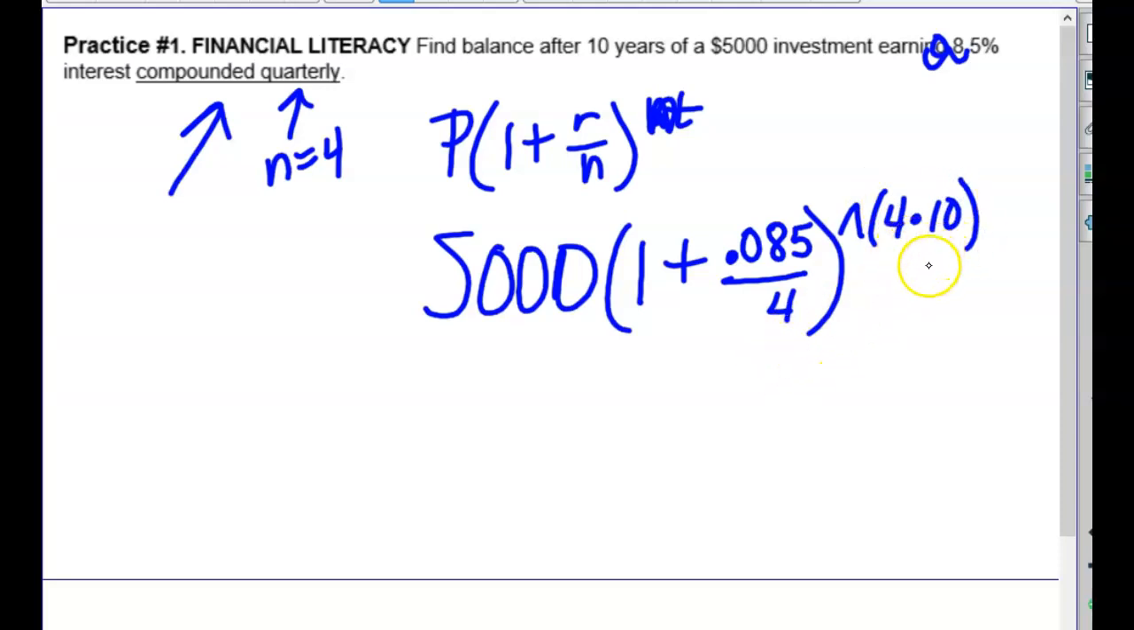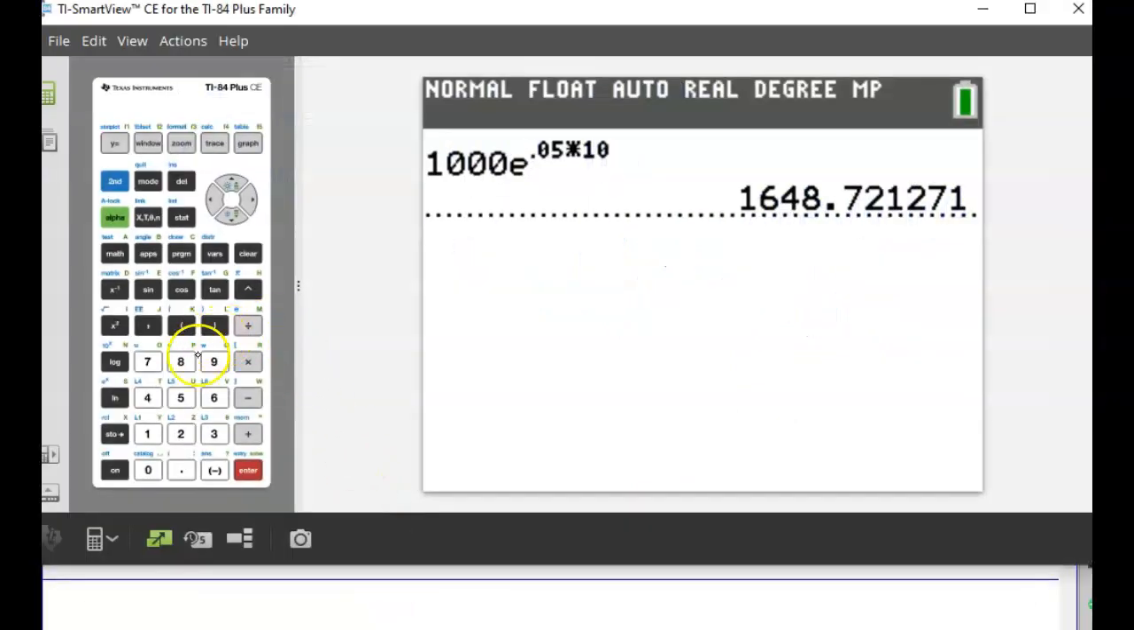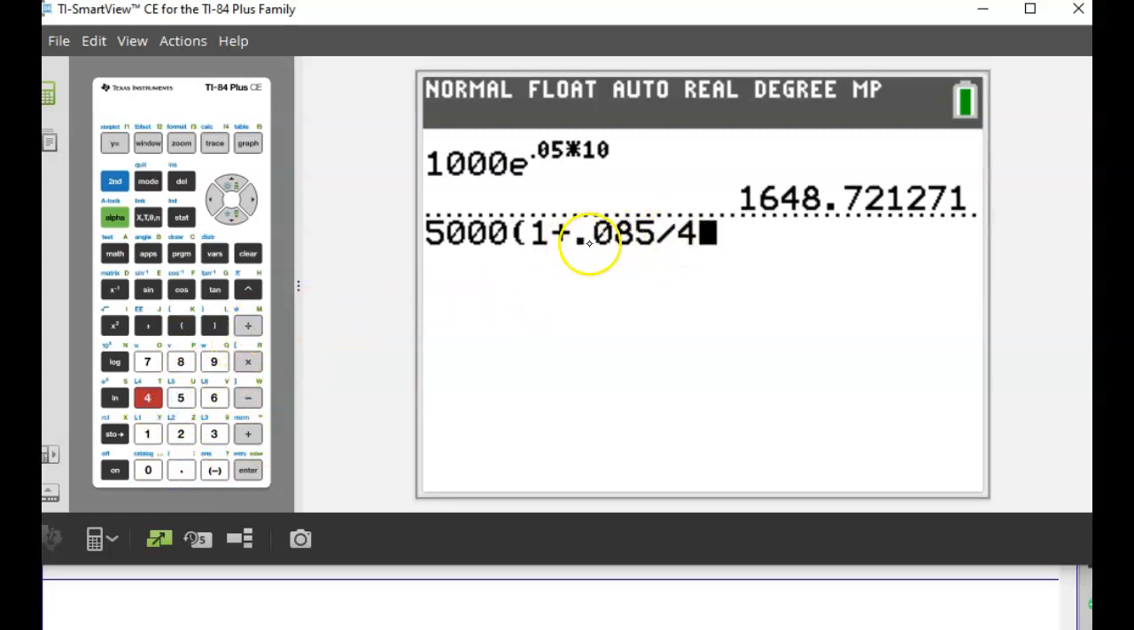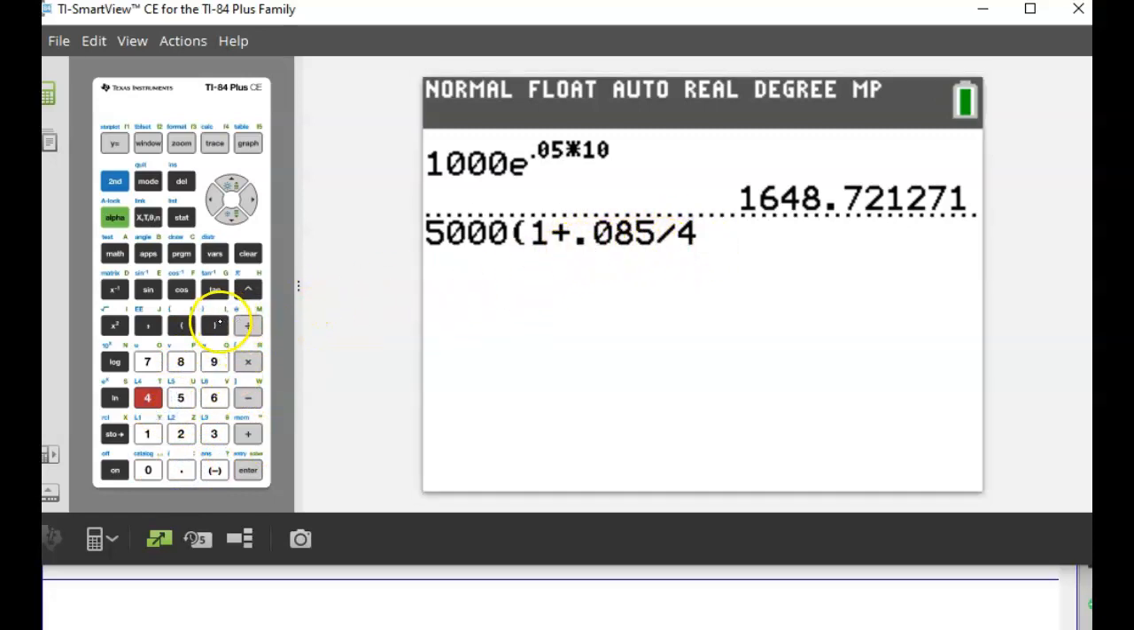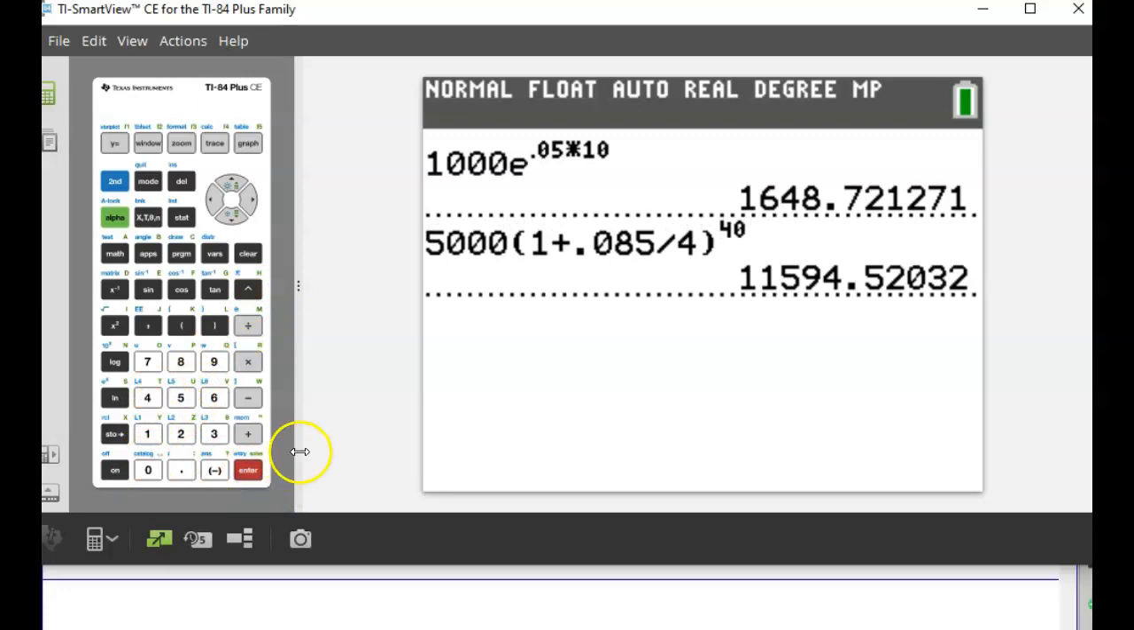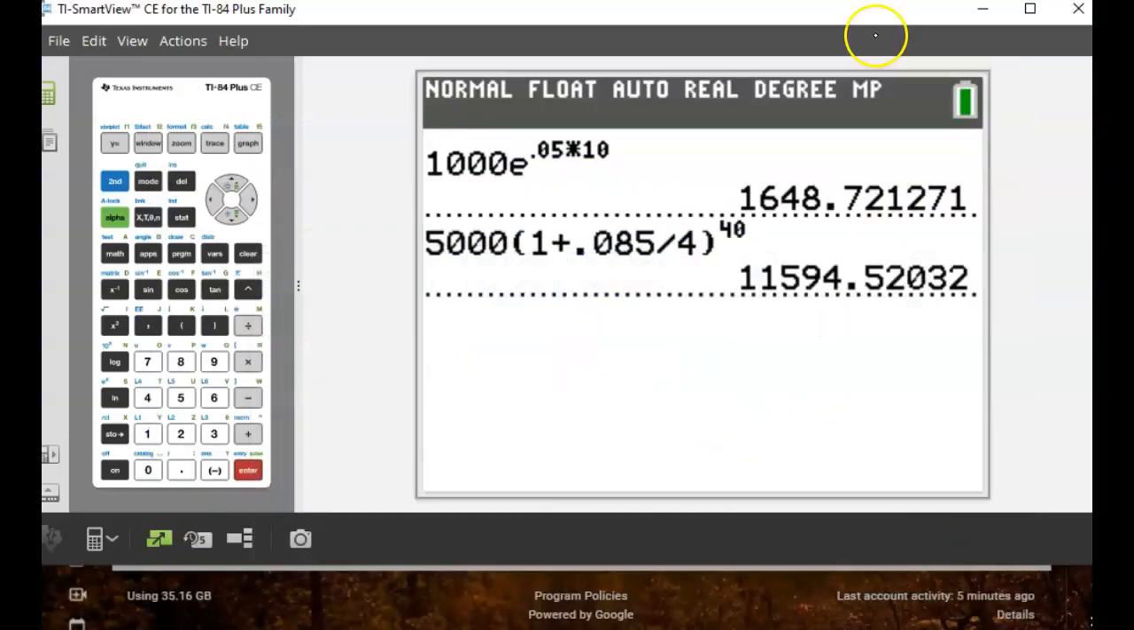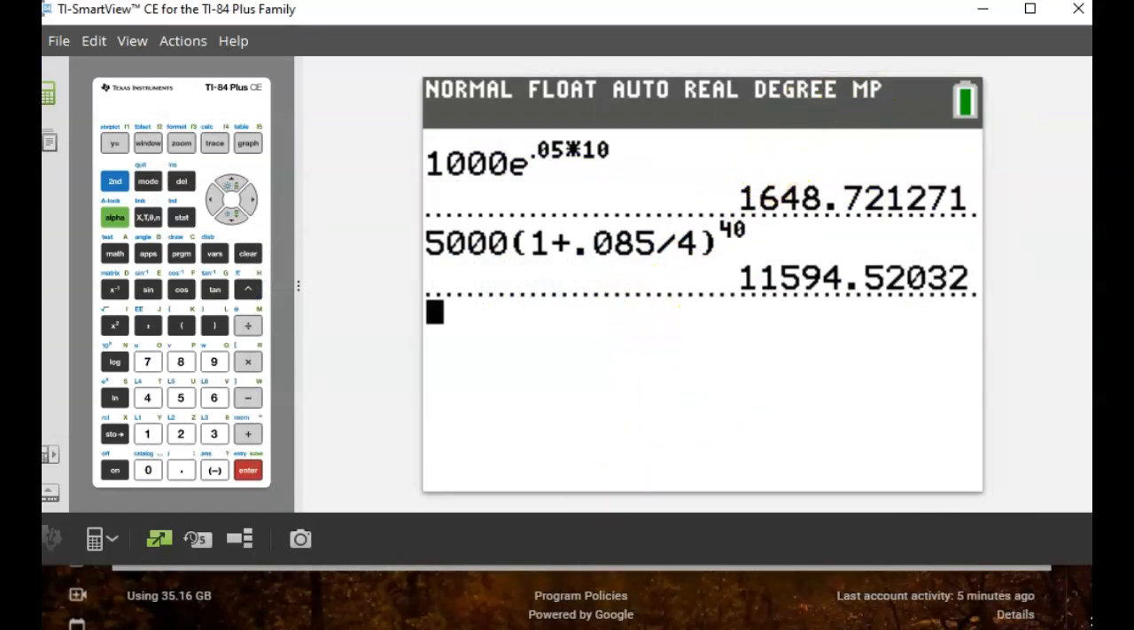A power of 40. And you could just put in a 40 for the exponent if you wanted. 5,000, parenthesis 1 plus 0.085 divided by 4. And you don't need extra parentheses around that. It will always divide before it adds, so you're okay. To the, and I'm just going to put 40 up there. It's 4 times 10. 11,594.52. Oh, what did I just close?